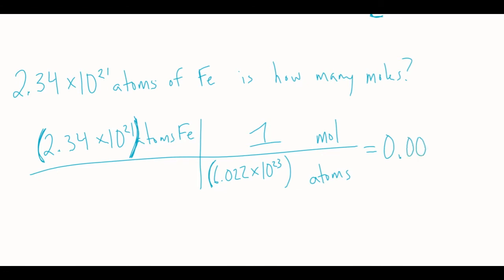Remember, going down, we're going to divide with this box. So we're going to get 0.0039 moles. Your calculator might have also put it in scientific notation, which would be 3.9 times 10 to the negative third. So if you get that, those are the same answer.